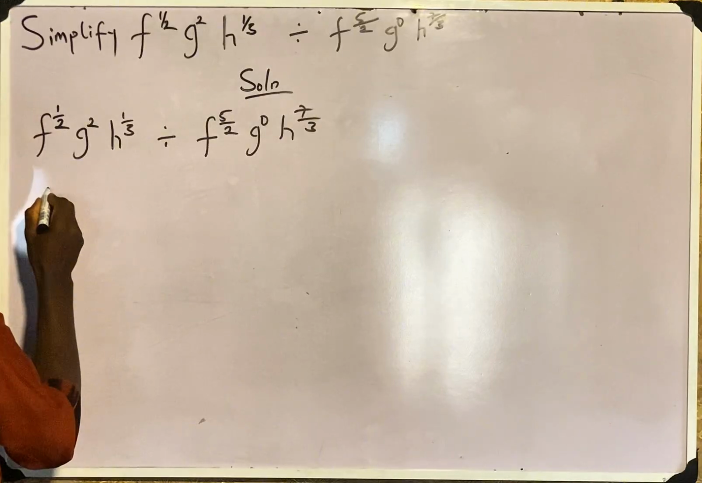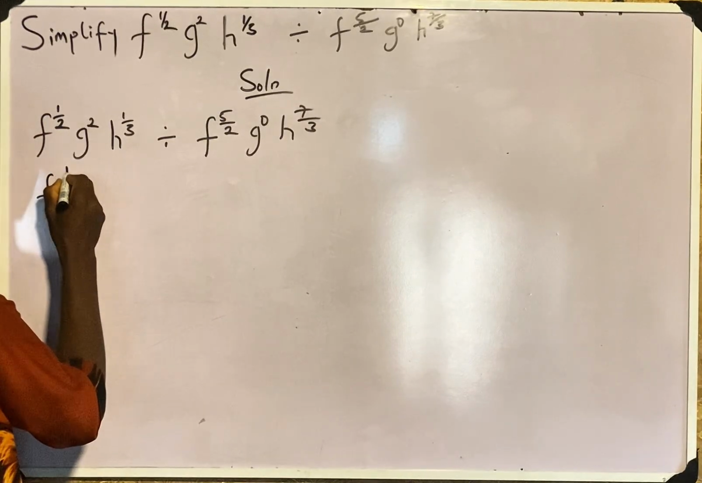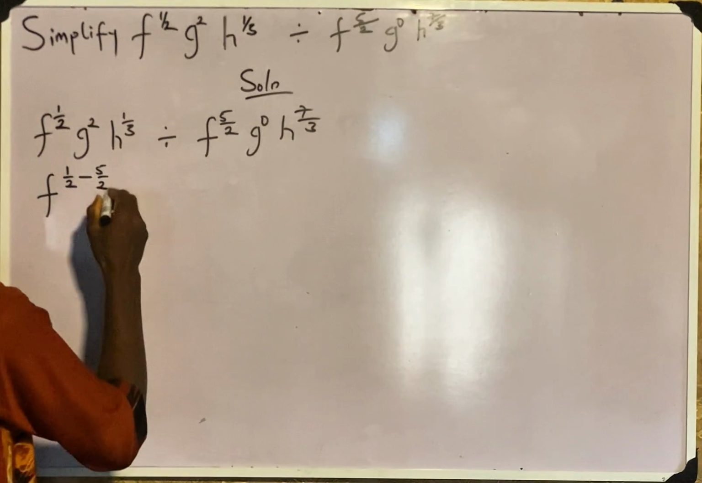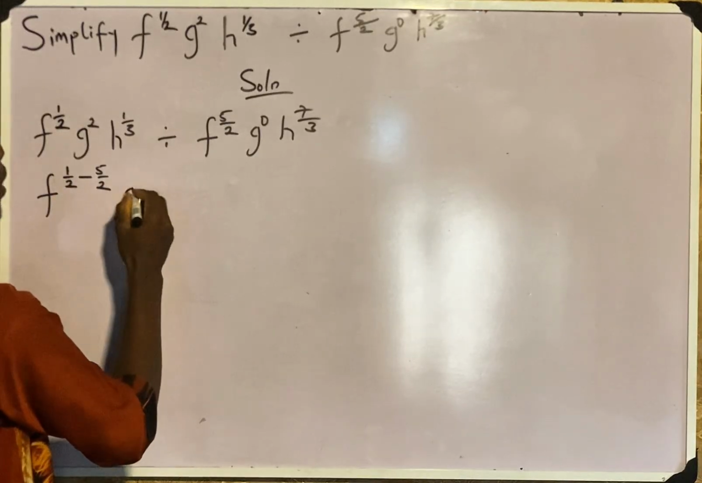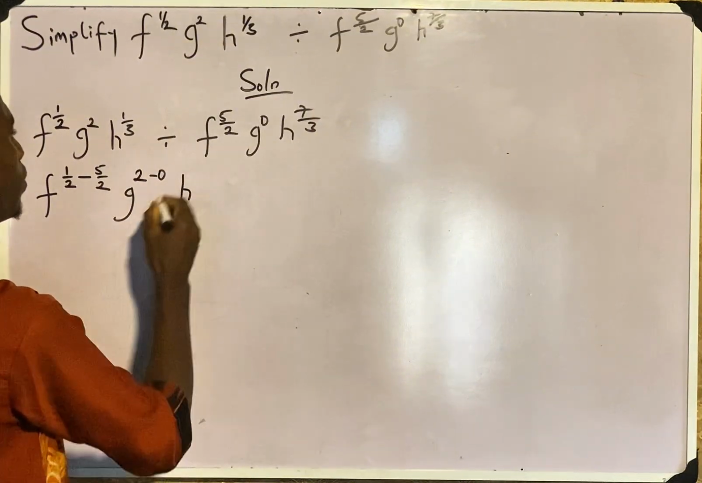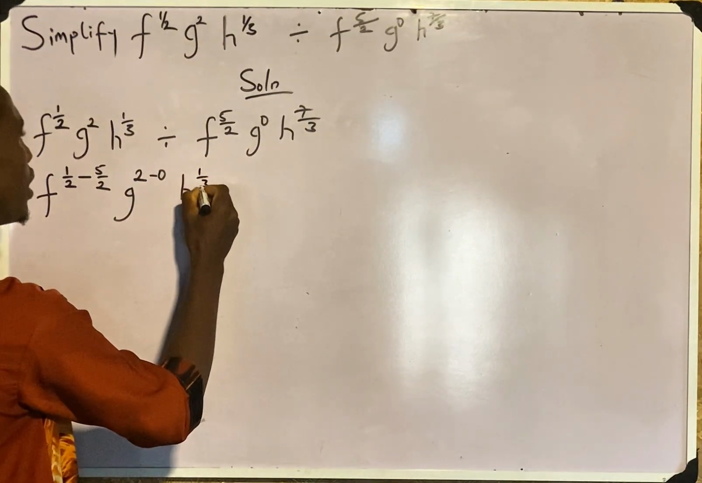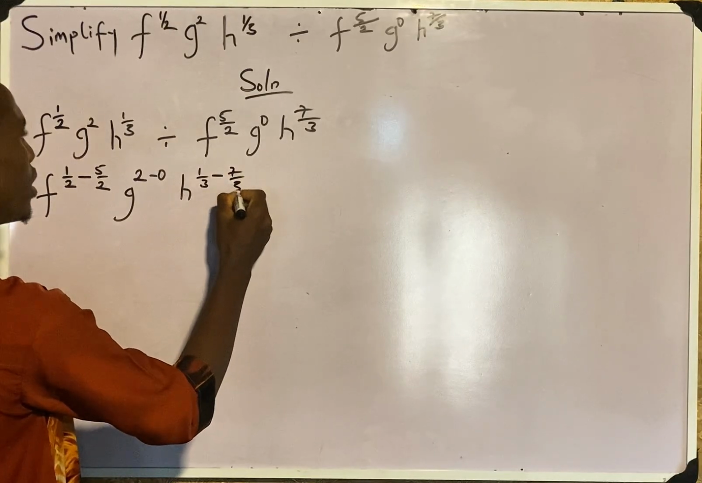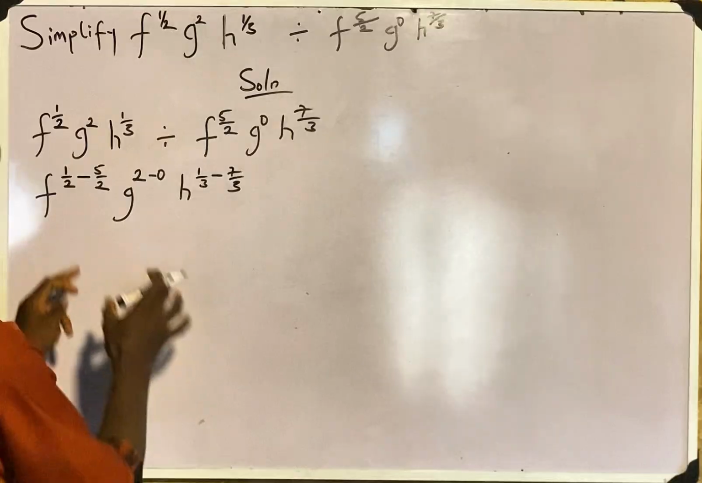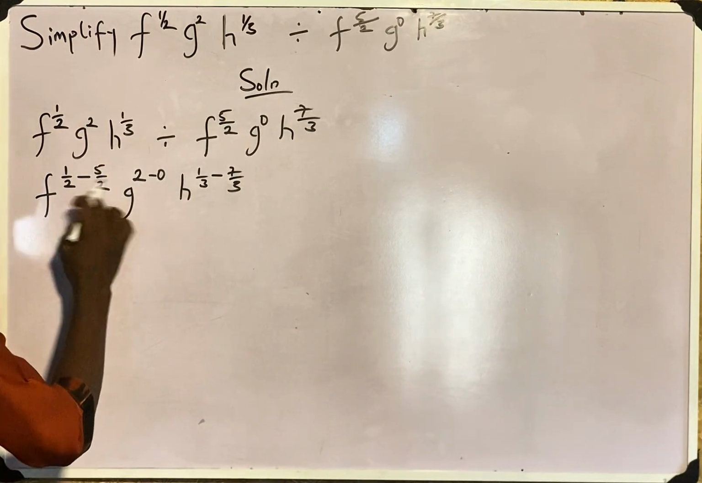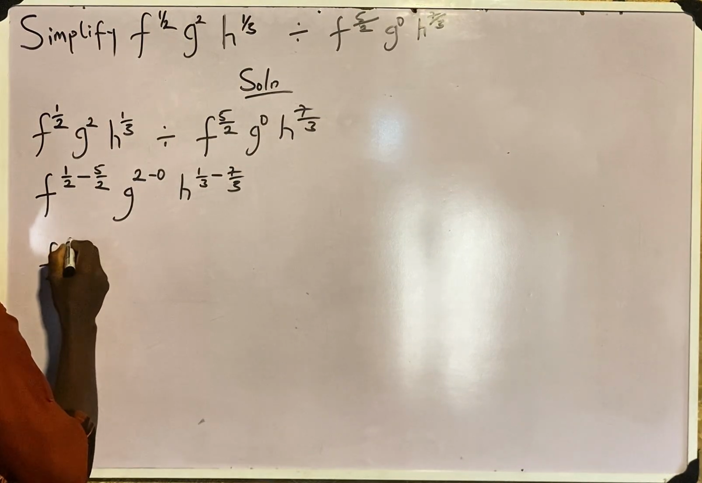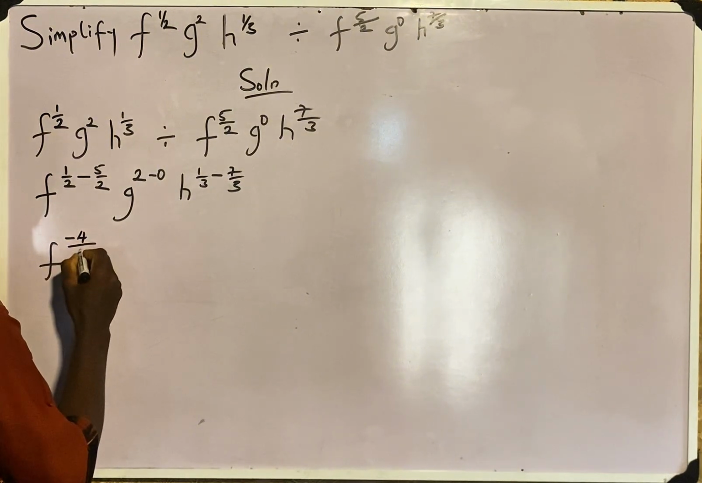it will now look like this. That is f raised to power 1 over 2 minus 5 over 2, g raised to power 2 minus 0, and then we have h raised to power 1 over 3 minus 7 over 3. If you can recall from our previous video on fractions, this is a bit easier. There are two denominators, so it will now be f raised to power minus 4 over 2.